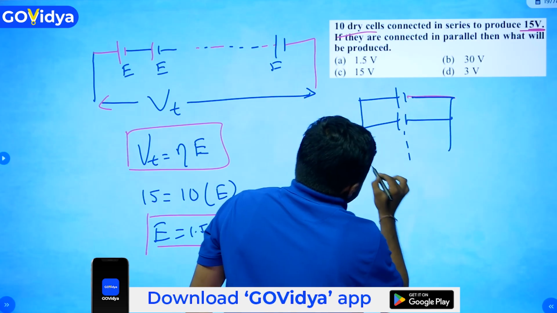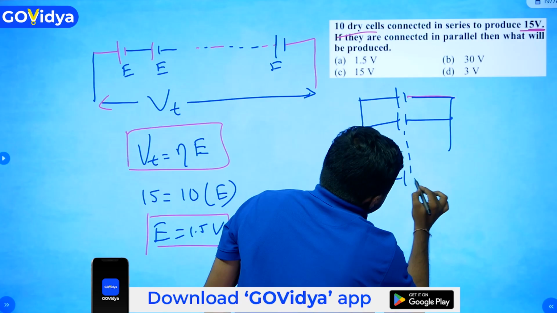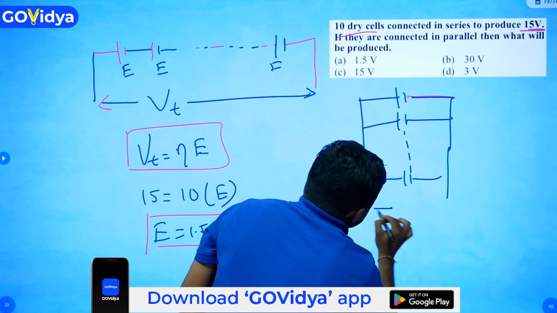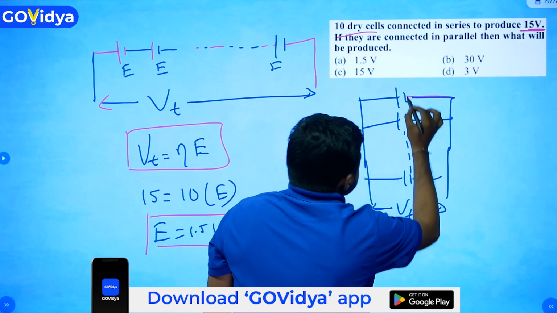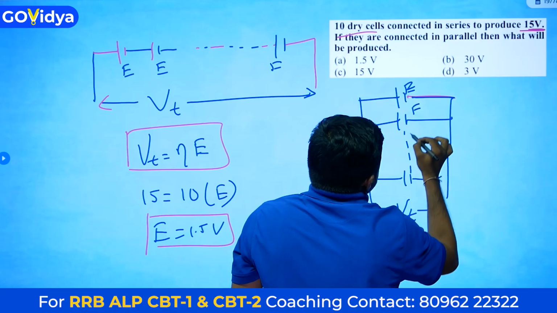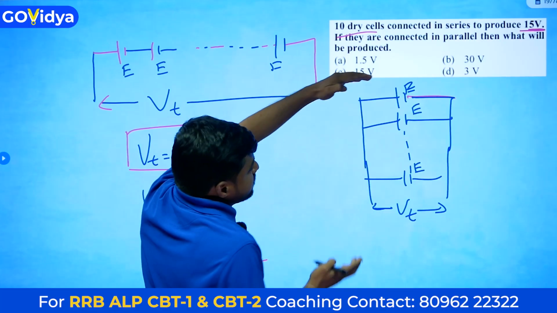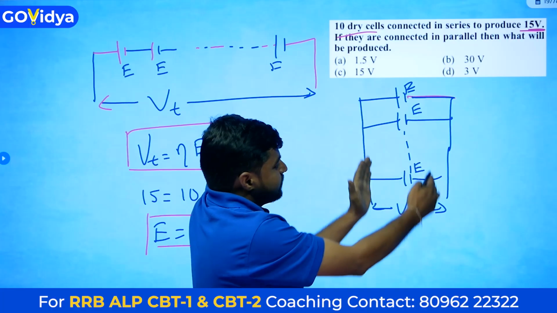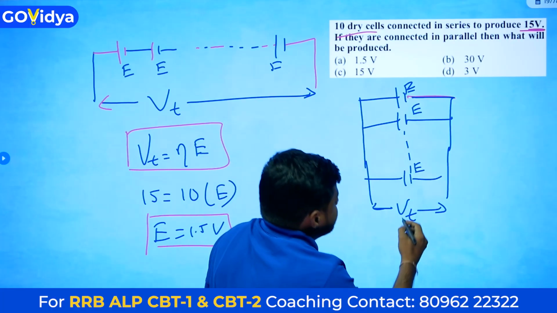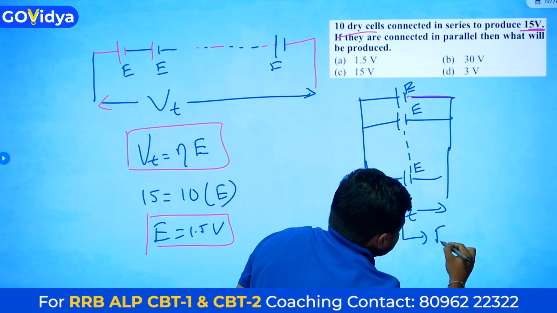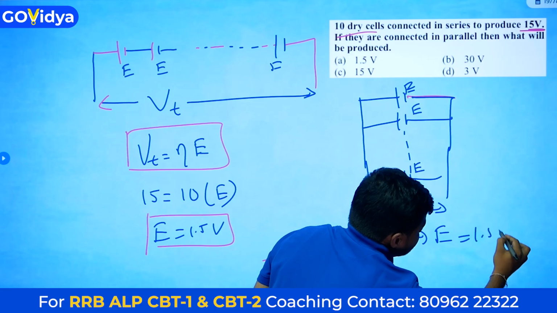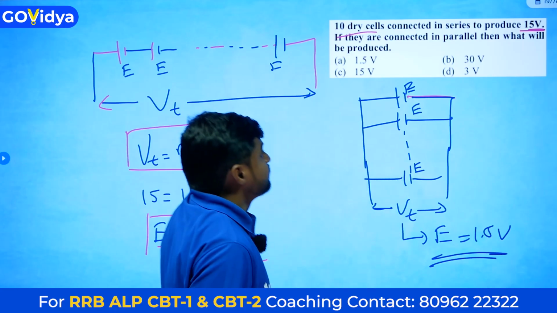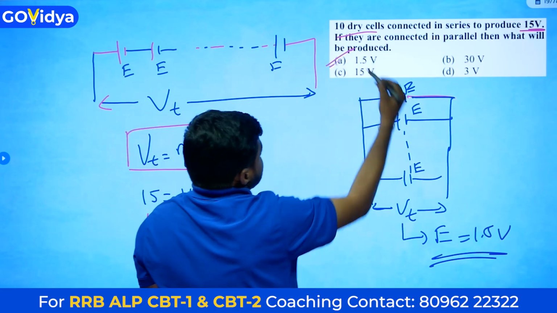Like this, the same 10 cells are connected in parallel. Now we have to find the terminal voltage Vt, where each cell has EMF E. The voltage in parallel remains constant, so the terminal voltage is also E. The value of E is 1.5 volts. From the options, option A is the correct answer.